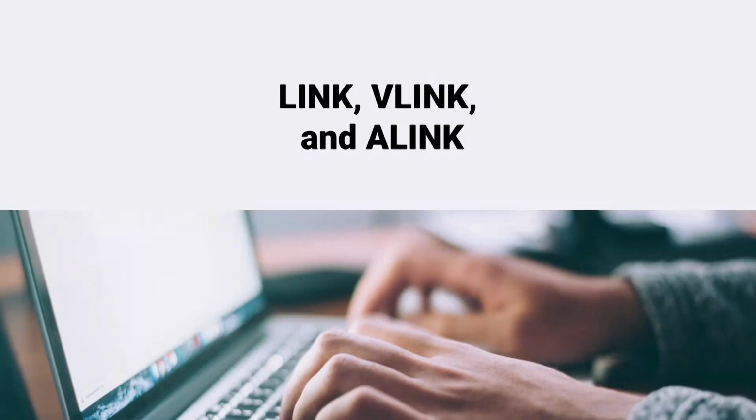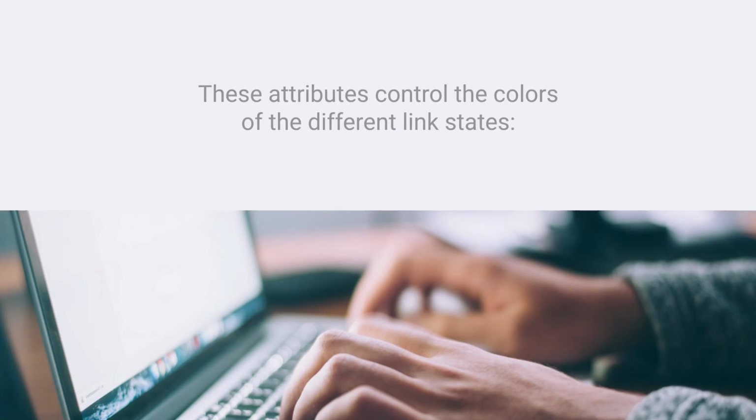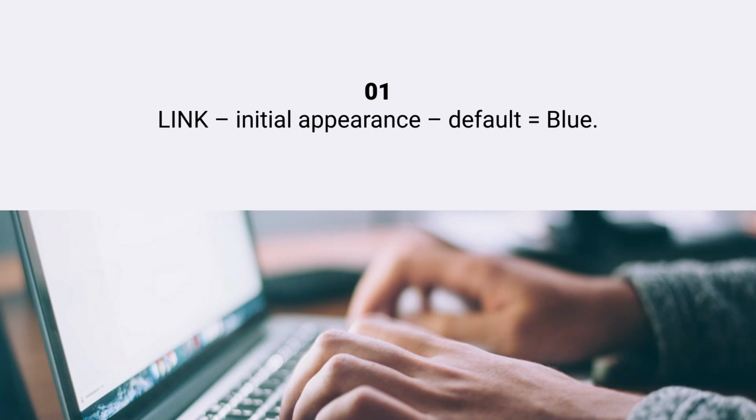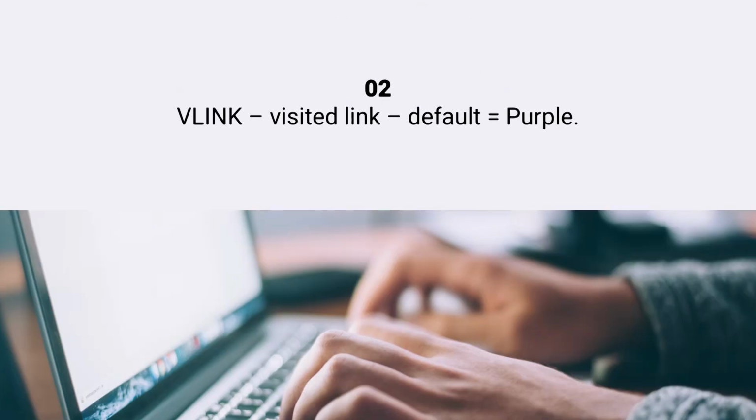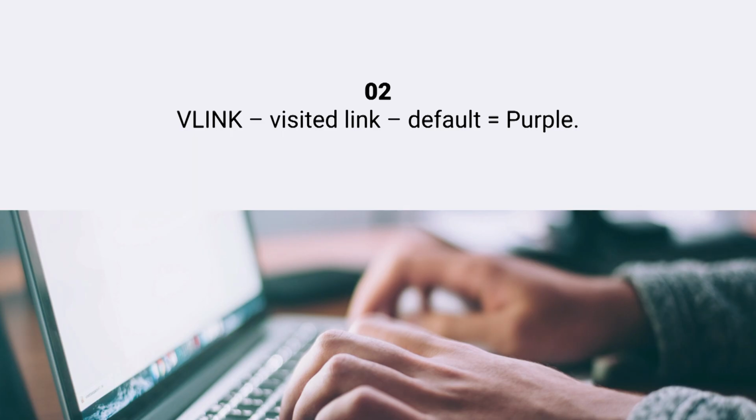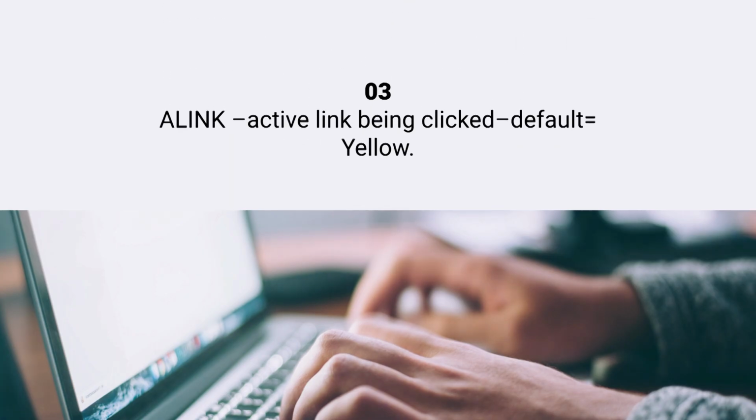Then there are 3 attributes which control the colors in different link states. Link is used for the initial appearance, by default blue. But once you have clicked a website link and seen that information, if you go back, it is shown as a visited link. That's called VLINK, and by default it is purple. Similarly, the active link, when clicked, is yellow by default.